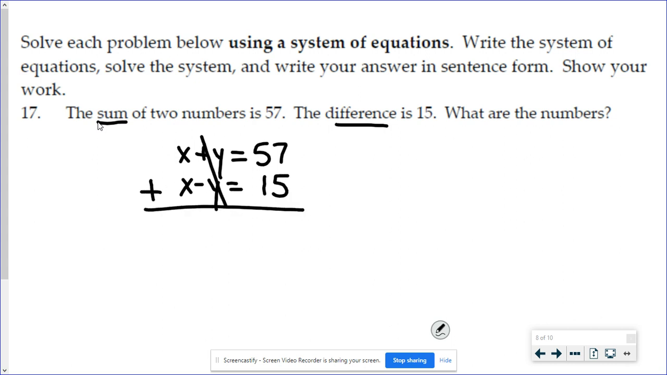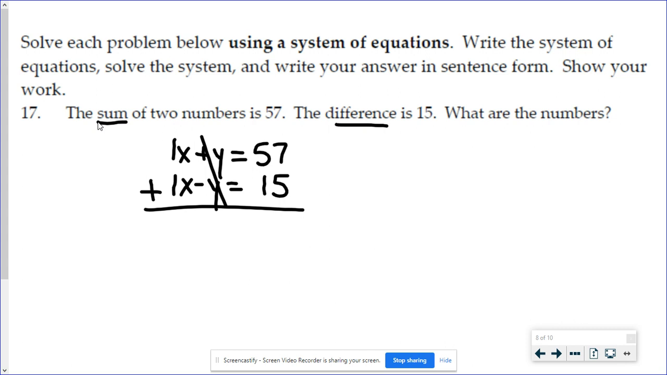The y's go away. Remember, x plus x is not x. 1x plus 1x is 2x. So I'll have that 2x equals 72 when I add that.